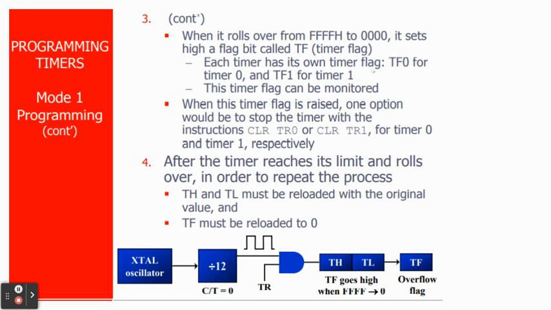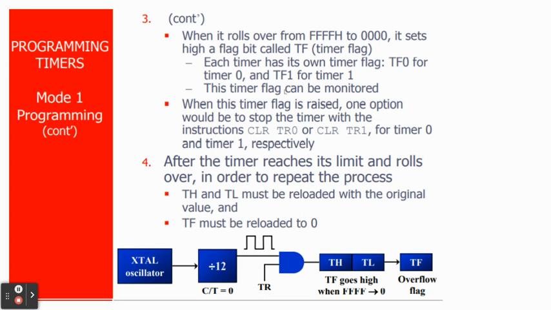And each timer has its own timer flag. Again, we have two timers, timer 0 and timer 1. So if you want to talk about the timer flag of timer 0, then we say TF0. And if you're talking about the timer flag of timer 1, then it will be TF1.